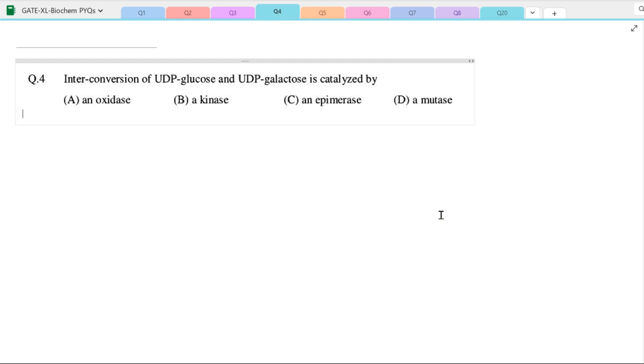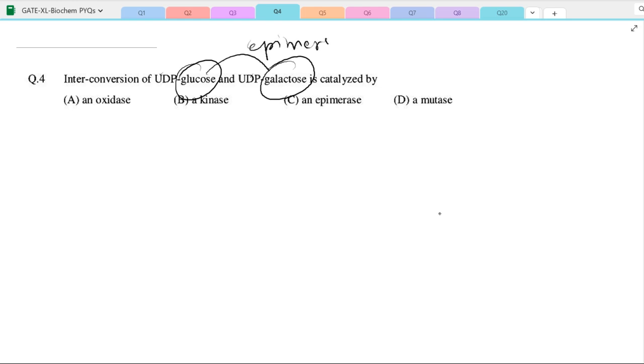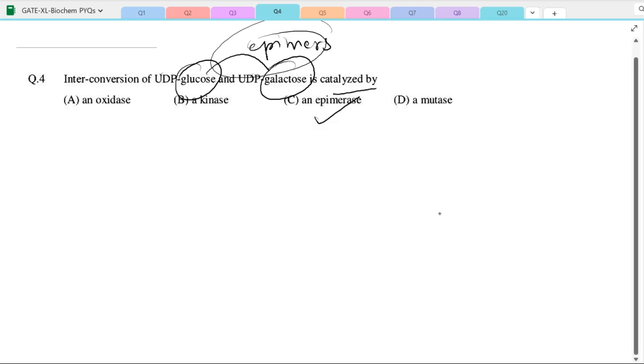Interconversion of UDP glucose and UDP galactose is catalyzed by. First of all, you don't have to worry about what UDP is because that group is unchanged between the product and the reactant. However, you need to know the relationship between glucose and galactose. Glucose and galactose are epimers. It is very important that you know what type of epimers they are, whether they are C2 or C4 and so on. So it is important that you know the examples of C2 and C4 epimers with respect to glucose. Anyways, glucose and galactose are epimers, so this interconversion is catalyzed by an epimerase. So the correct answer here is option C. Moving on to the next question.